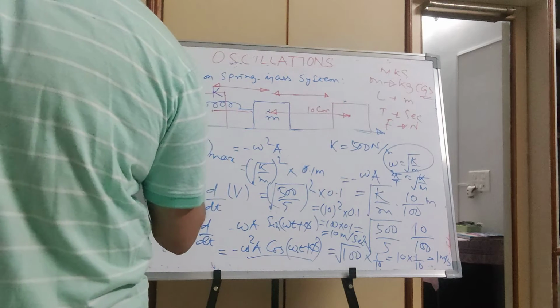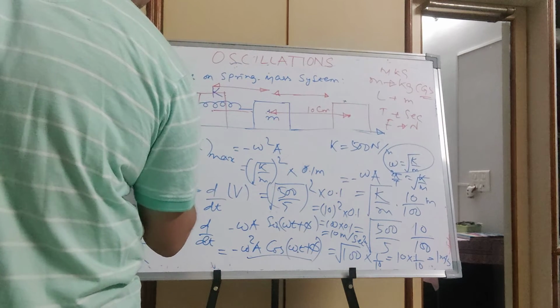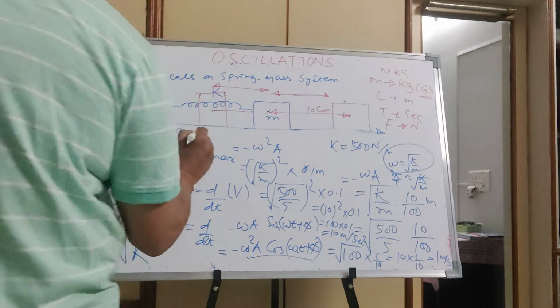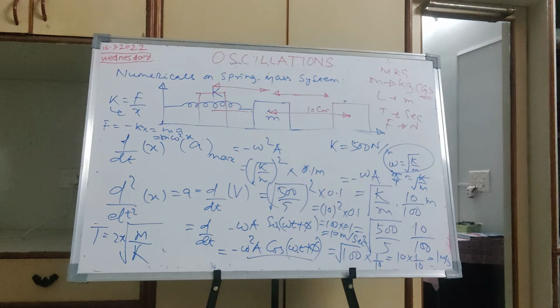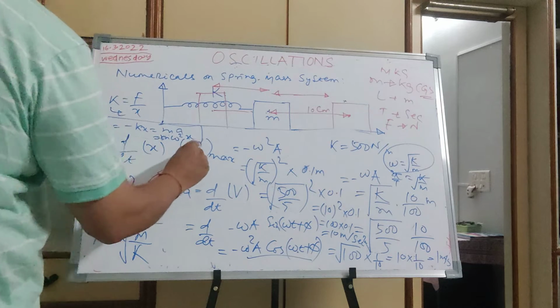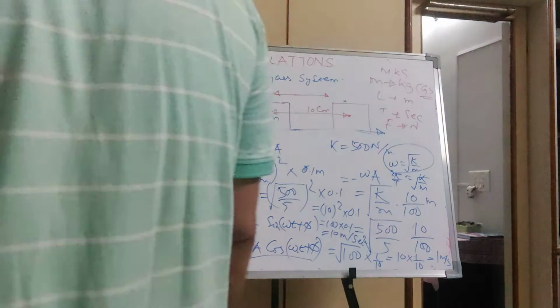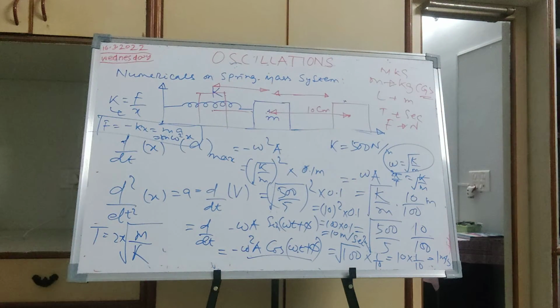So this is m into omega square x, so omega square becomes k by m. So omega becomes root of k by m. This is important. You should remember how it was derived, in case you forget. So omega is square root of k by m, and time period is 2 pi times square root of m by k. So this is a simple numerical on spring mass system.